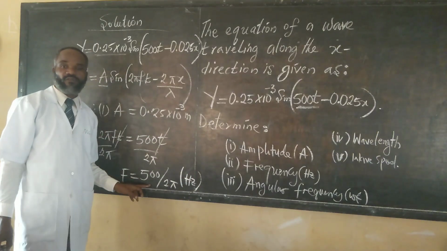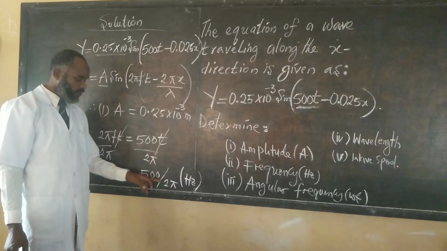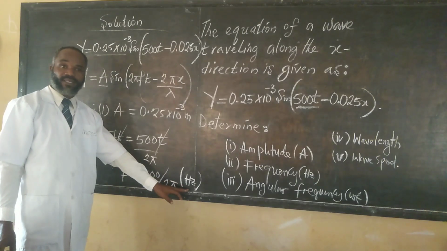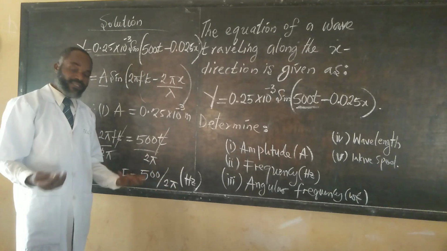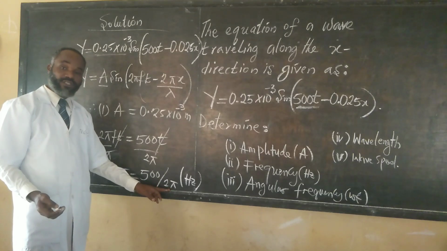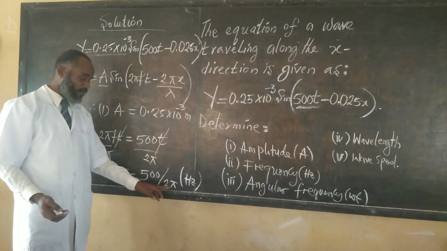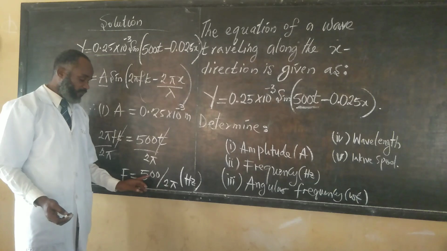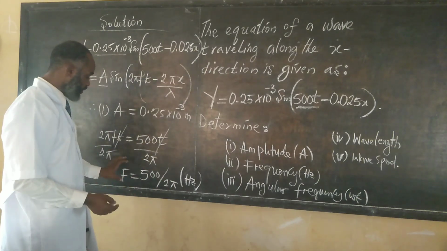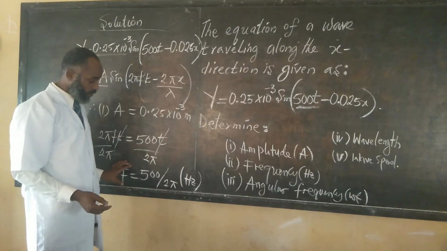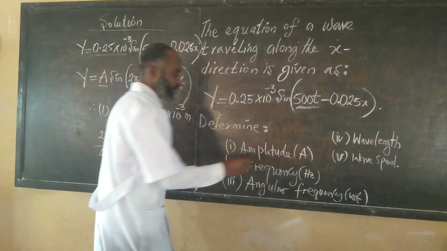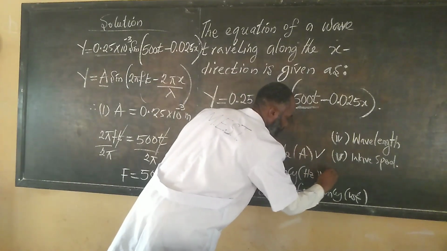That's measured in hertz. This is the value of the frequency, 500 over 2 pi, measured in hertz. The SI unit of frequency is hertz. Then you can simplify further by substituting the value of pi, multiplying by 2, then dividing 500 by that. Whatever it gives you still remains the value of the frequency measured in hertz. So this has been found.